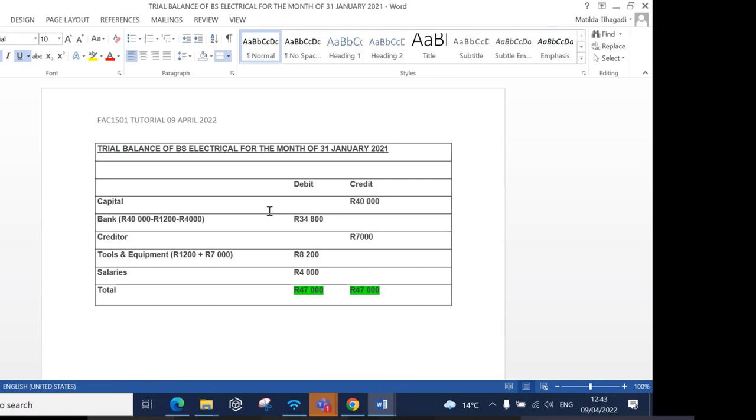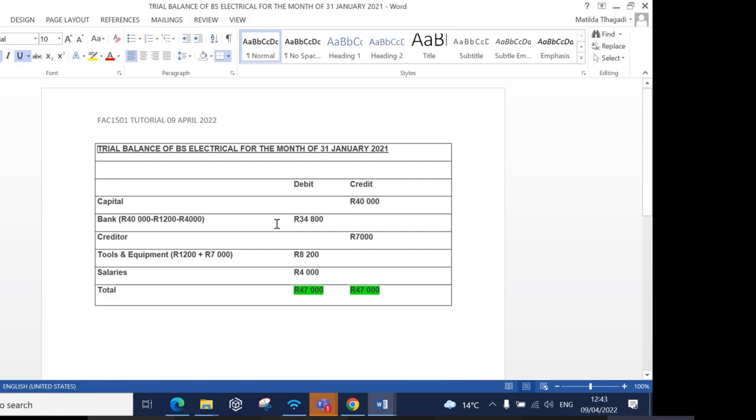The next step is you're going to record the individual account in the general ledger. So in the general ledger, this individual account is going to be bank, debit, credit capital with 40,000. And then the last step is the trial balance. You're going to be recording all those balances in the trial balance. Do you understand what I'm saying? Do you understand why the bank account is 34,800?